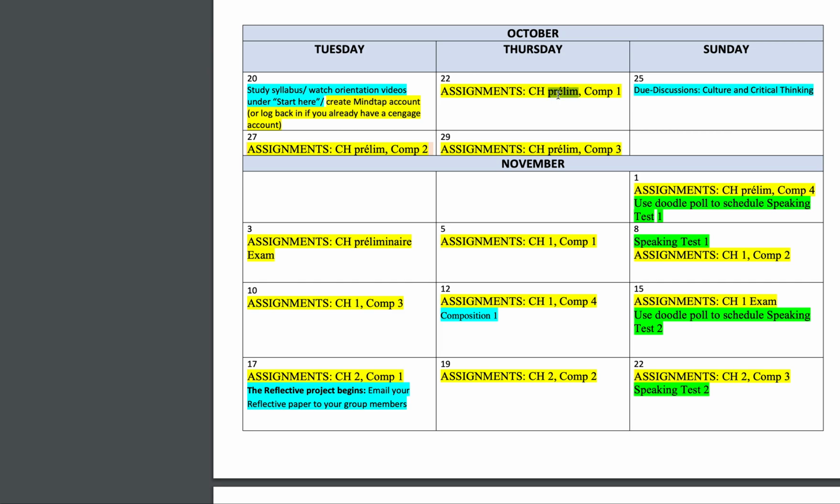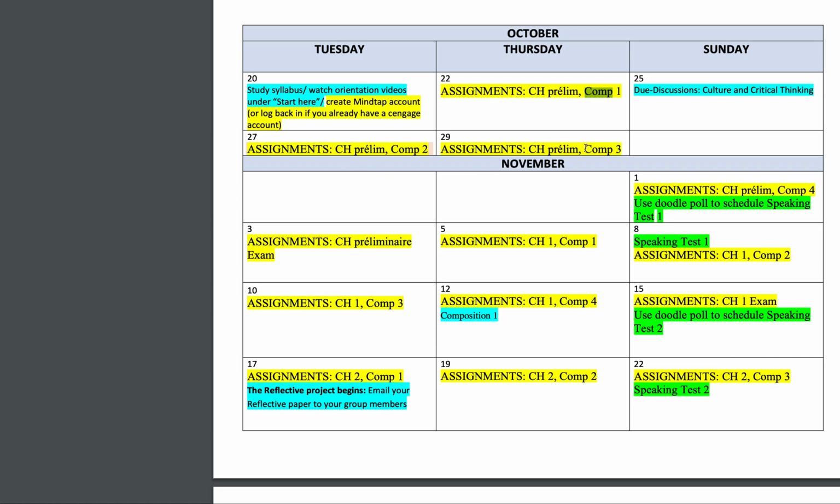On Thursday, you have your first batch of assignments. This is for the preliminary chapter, and this is lesson 1. Expect 25 assignments due on Thursday. Then on Sunday, you not only have a discussion, you also have another. This is an outdated version, but on eCampus, you will see that on Sunday you also have lesson number 2, another 25 assignments. So follow the calendar that I have provided for you on eCampus.